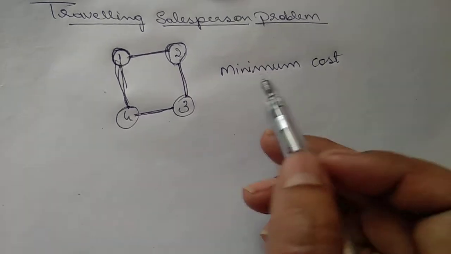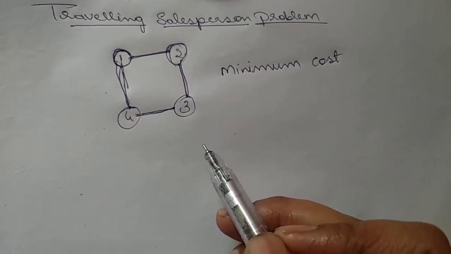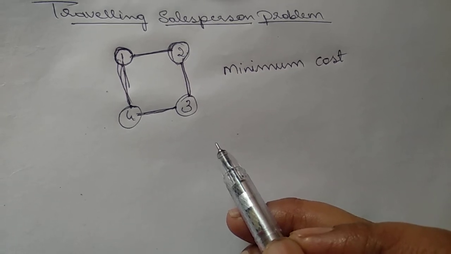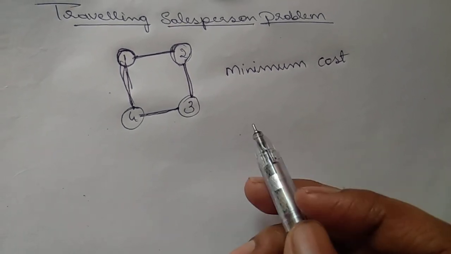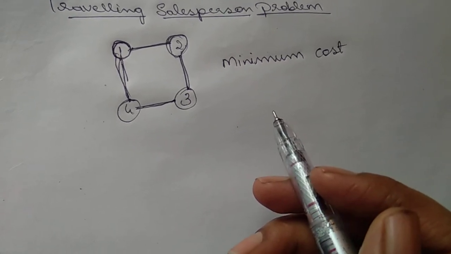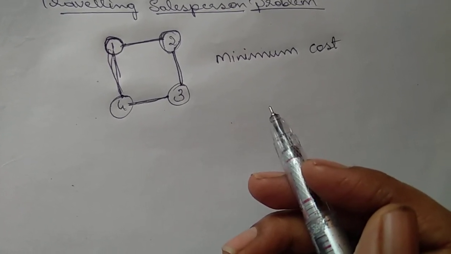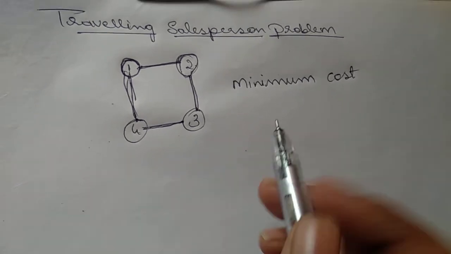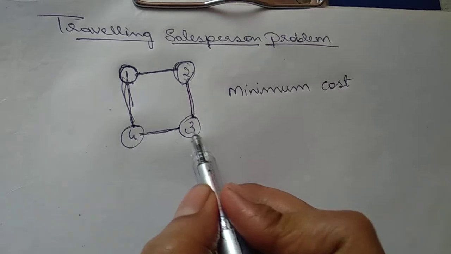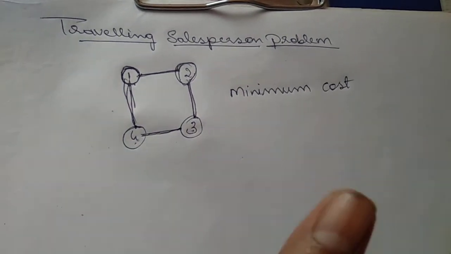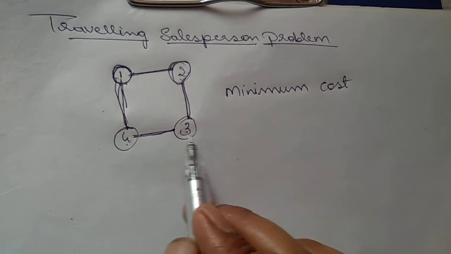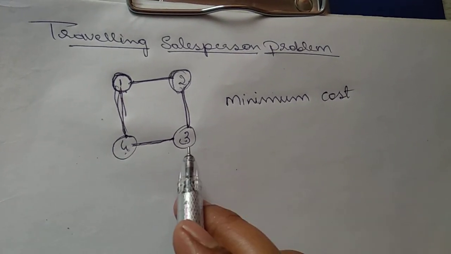And this traveling salesperson problem we are solving using dynamic programming. Here we have to start and end with the source vertex 1. You can consider 1 as a source vertex, or 2, 3, or 4 as a source vertex. Any vertex you can consider as a source vertex, but he has to start and end with the same vertex.